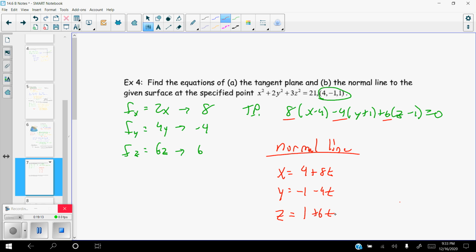So we found the equation of the tangent plane and the normal line that goes through the given point. All right, so let's do example 5.